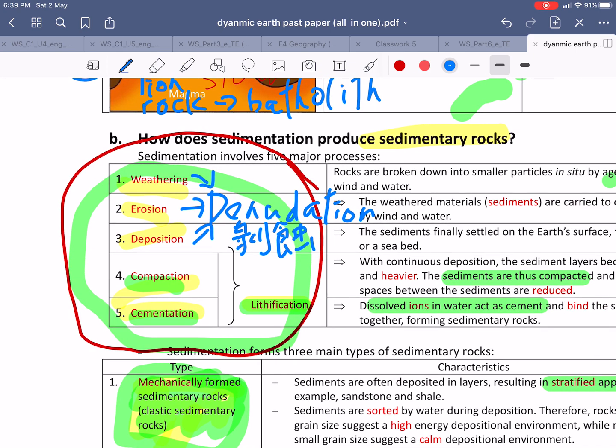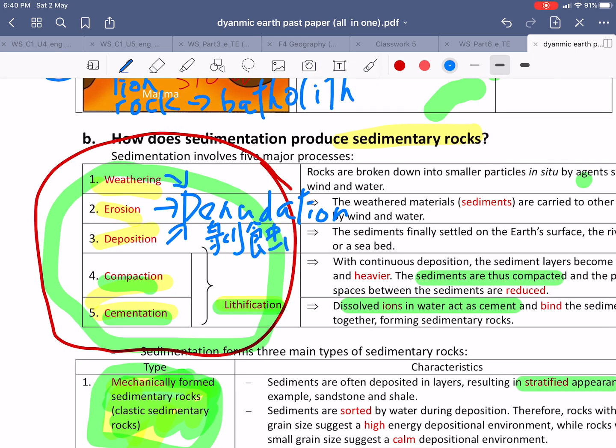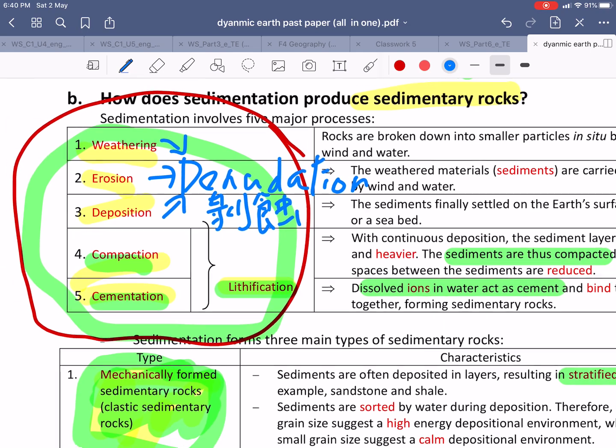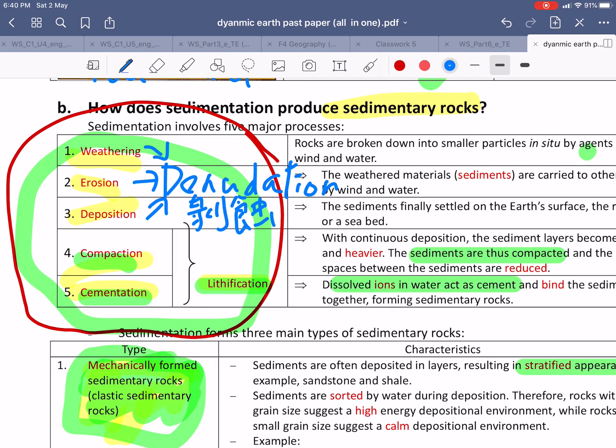I'm not going to go into detail on weathering, erosion, and deposition. I will talk about it later. What is lithification? In short, it is when those deposits join together and become a rock-like, layer-like pattern and form a sediment layer.